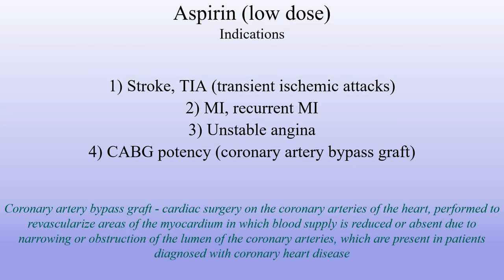The next one is aspirin, low dose indications. I would like to remind you that aspirin in these conditions is used in low dose, up to 100 mg. So indications are: first, stroke and transient ischemic attacks; second, myocardial infarction, recurrent myocardial infarction; third, unstable angina; and fourth, CABG patency, coronary artery bypass graft. And here below you can see the description about coronary artery bypass graft.